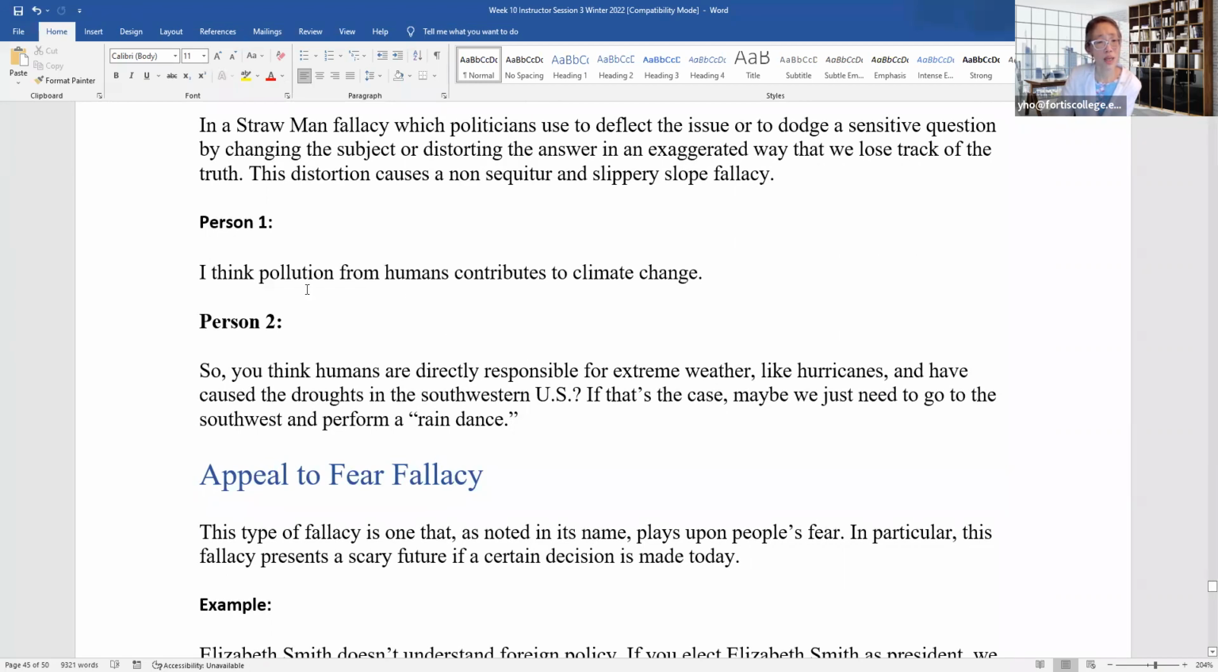So person one would say, I think pollution from humans contributes to climate change. Person two replies, so you think humans are directly responsible for extreme weather, like hurricanes, and have caused the droughts in the southwestern US? If that's the case, maybe we just need to go to the Southwest and perform a rain dance. So that makes no sense. What does rain dancing have to do with climate change or pollution? You see, the end of this sentence needs to at least make sense with your premise. So when your conclusion makes no sense with your premise, that means you have a fallacy, okay?